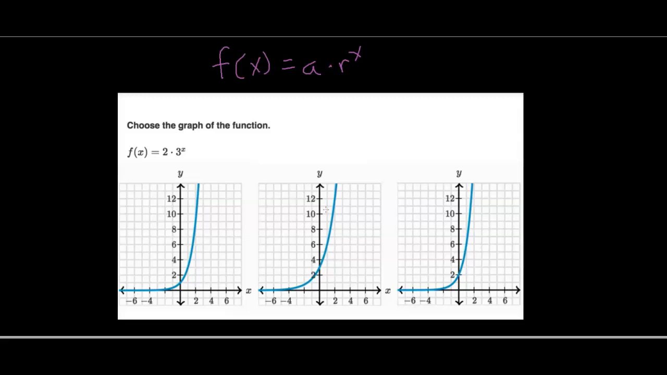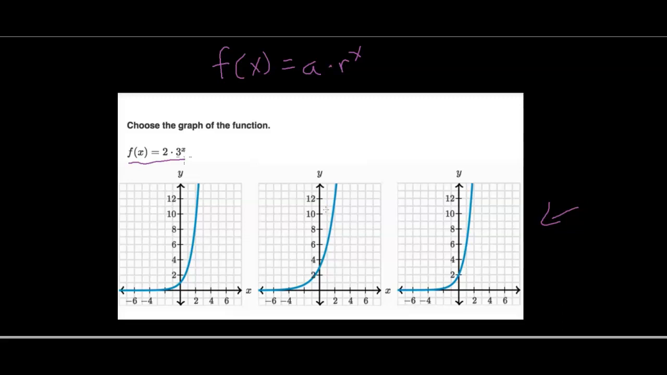Okay, let's take a look at a question like this. So we're looking at this image right here. Choose the graph of the function, and we're given the function f of x equals 2 times 3 to the x power. Obviously, that's an exponential function. It has our right form, right?